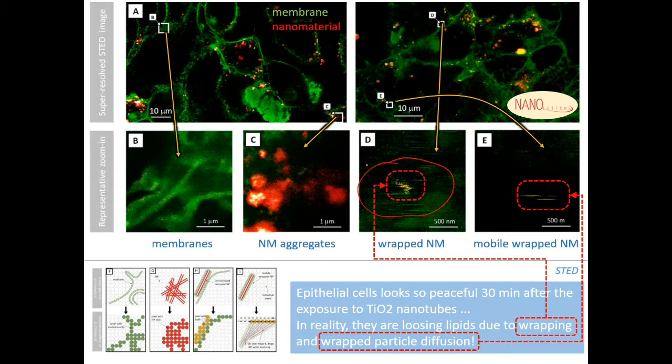That's the first message. The second message is that we can resolve co-localization of both signals, of the nanomaterial signal and the membrane signal. Here, the yellow color means that the membrane signal appears within more or less the same voxel as the nanomaterial, which means that the nanomaterial is wrapped in membrane.